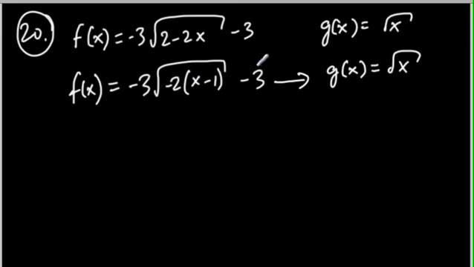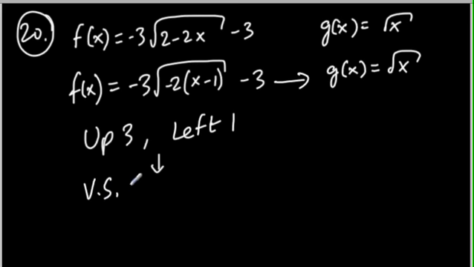So in other words, since this is negative 3, this will be up 3. And since this is to the right 1, this would be left 1, followed by, since this was a vertical stretch of 3 going from g to f, the opposite is a vertical stretch of 1/3. Since this is a horizontal stretch of half going from g to f, the opposite would be a horizontal stretch of 2. And since there were reflections in the x and y, we just go back to that.